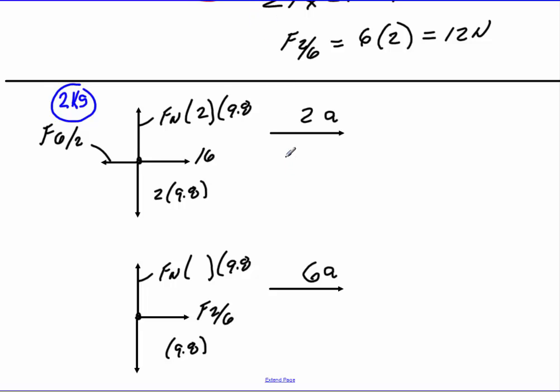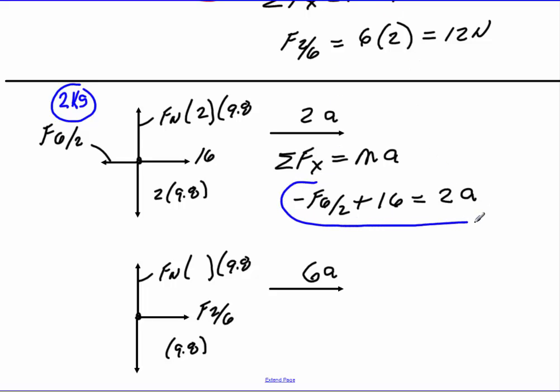So all you have to do here is summation of forces in x is equal to mass times acceleration. You'll get minus the force of the 6 onto the 2, plus 16 is equal to 2a, right? There's your one equation. Everybody see where I got that? Okay. Come down to the next one.